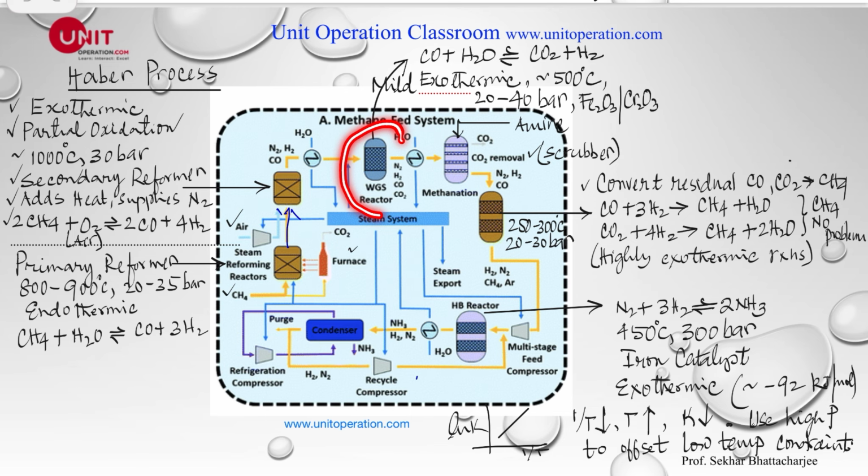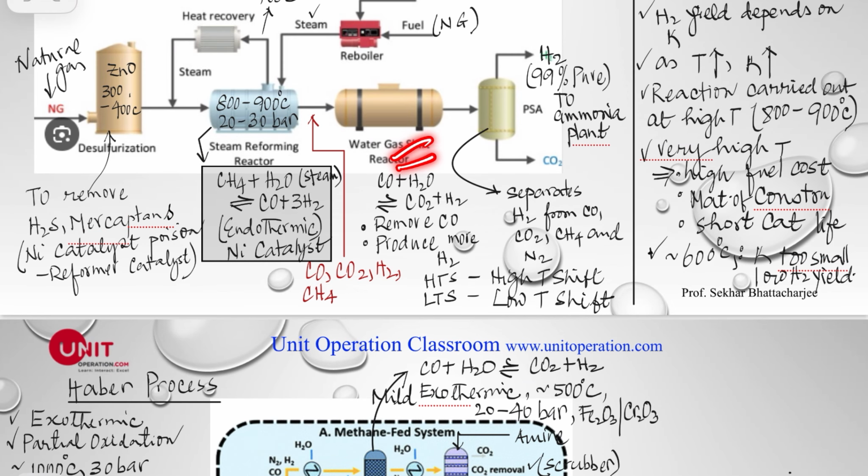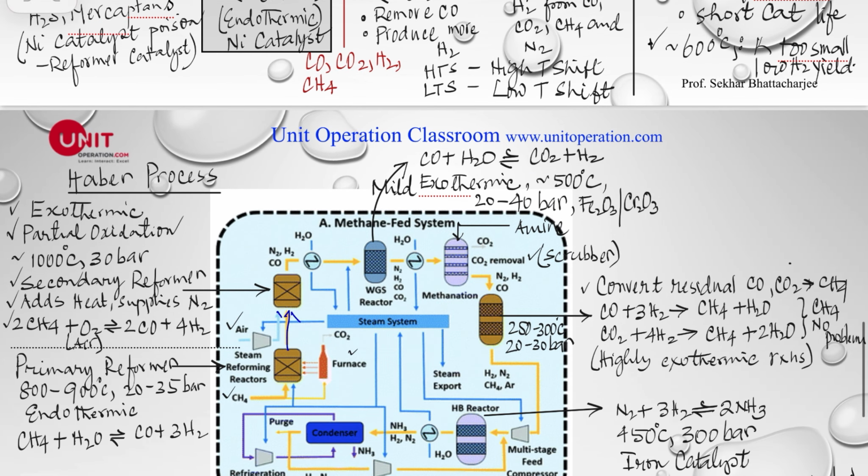Next, it goes to the shift reactor, which we also discussed right here. Okay, so in the shift reactor, what happens? We know that carbon monoxide reacts with the steam to produce carbon dioxide and hydrogen. Okay, so this is a mildly exothermic reaction around 500 degrees Celsius, 20 to 40 bar, iron oxide, chromium oxide catalyst. Okay, so now we have a good amount of carbon dioxide.